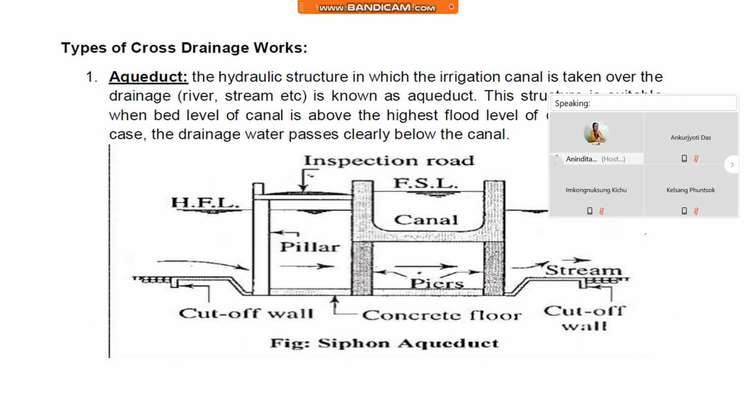Next, types of cross drainage works. Number 1 is aqueduct. The hydraulic structure in which the irrigation canal is taken over the drainage, that is river and stream, etc., is known as aqueduct. This structure is suitable when the bed level of the canal is above the highest flood level of the drainage. In this case, the drainage water passes clearly below the canal. So in this figure you can see the siphon aqueduct.